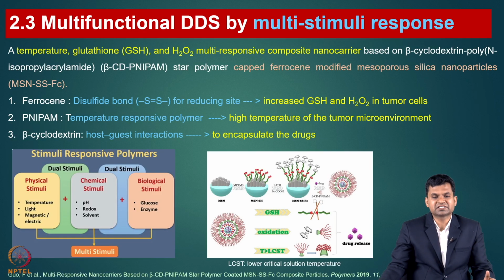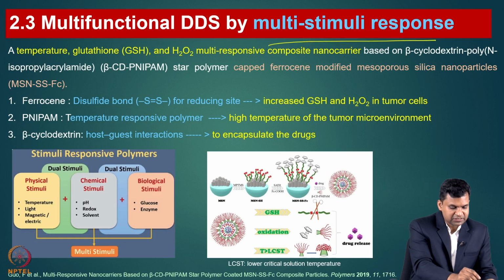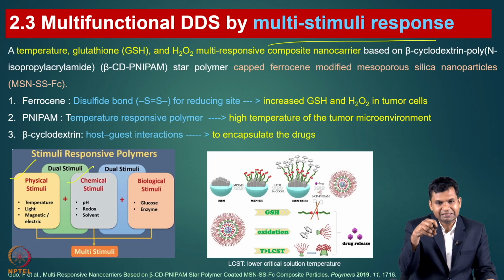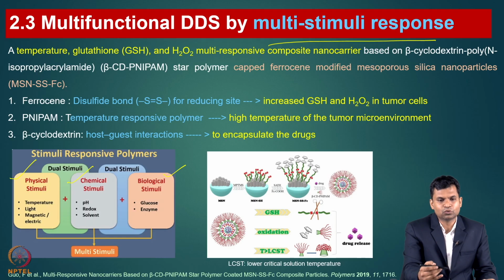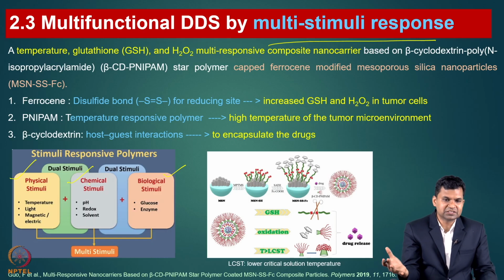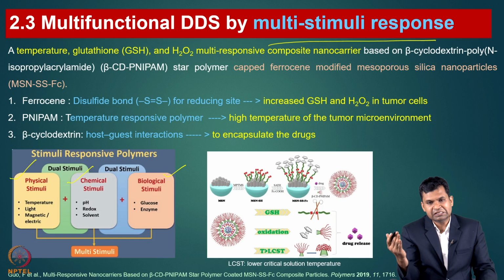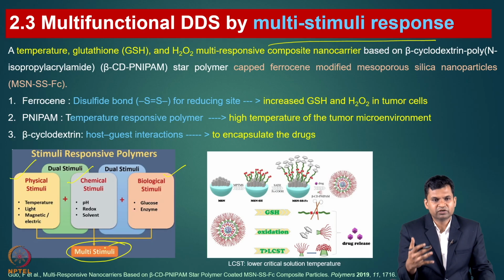So, here is the multifunctional drug delivery system by multi-stimuli response. You can see these are the physical stimuli, which are external, chemical, which is available internally within the cell, and biological, which is also within the cell, by using pH, redox, solvent, glucose and enzyme. So, these are the various types of stimuli response. You can club any two of these, which is considered a dual stimuli response, either physical, chemical or biological. But when you combine more than two, it is called a multi-stimuli responsive system.